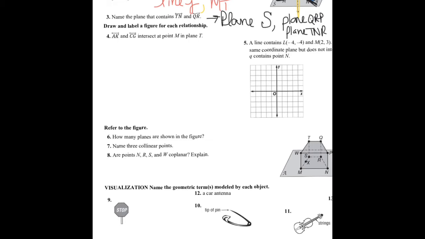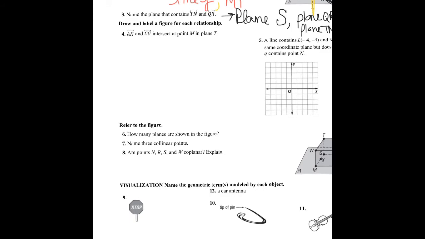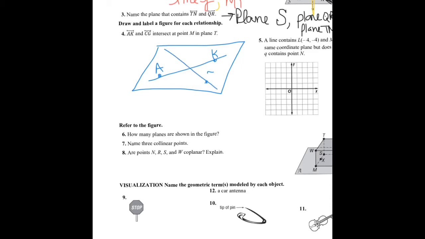All right, number four, draw and label a figure for each relationship. So for number four, I am going to draw two lines, lines AK and CG, in such a way that they intersect at point M in plane T. So the first thing that I'm going to do is draw the plane. Whenever I draw a plane, I actually just draw a parallelogram. Okay, so we're going to call this line AK, and I'm going to call this line right here line CG, and I know that those two lines intersect at point M, and this is plane T. I just need to throw some arrows on the end of my line. So that is totally acceptable.